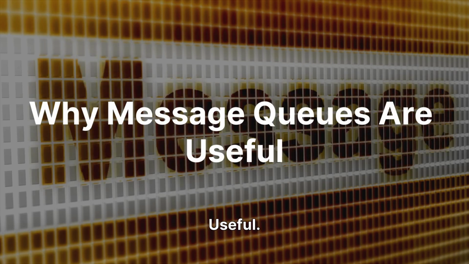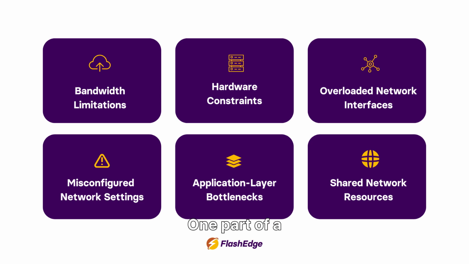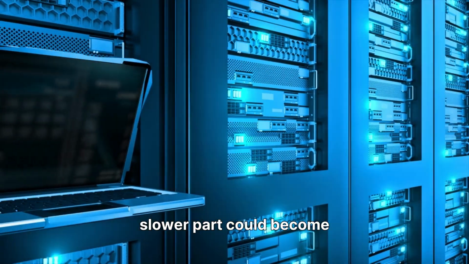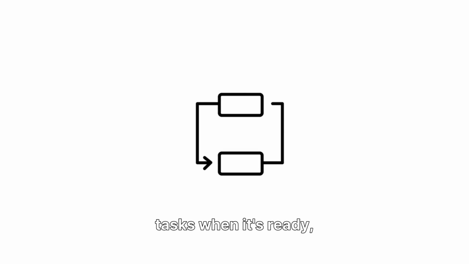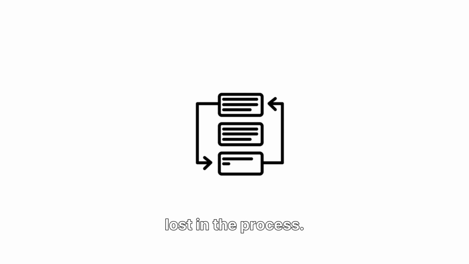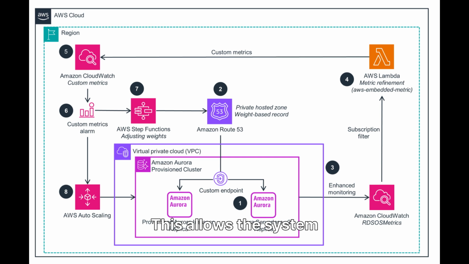Why are message queues useful? Real systems don't always run at a steady pace. One part of a system may generate work faster than another part can process it. Without a queue, the slower part could become overwhelmed and crash. With a message queue, the fast part can keep sending work without waiting. The slow part handles tasks when it's ready, and no tasks are lost in the process. This allows the system to handle traffic spikes and maintain stability.